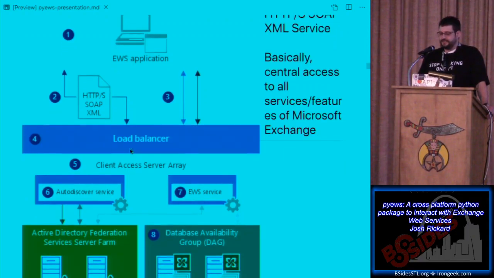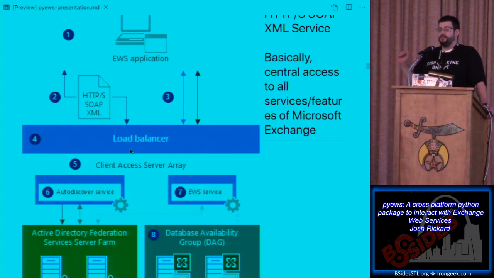But the basis of everything is around EWS. So you have HTTPS SOAP requests that actually get sent to an IIS web server that's running on that Exchange. And that actually forwards it off and tries to do lookups and access actual mailbox data.